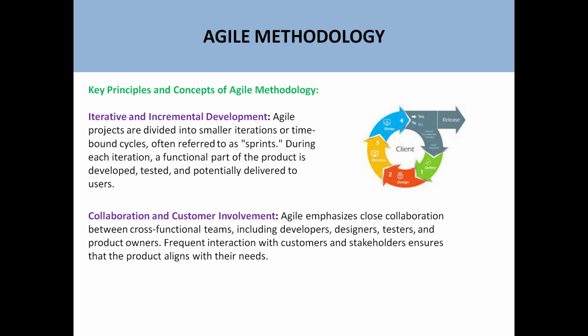The key principles of the agile methodologies are iterative and incremental development. Agile projects are divided into smaller chunks or iterations or time-bound cycles, often referred to as sprints as well. A sprint is normally a 3 to 4 weeks time period in which we do the development, then testing, and then review with the customer. During each iteration, a functional part of the product is developed, tested, and potentially delivered to the user.